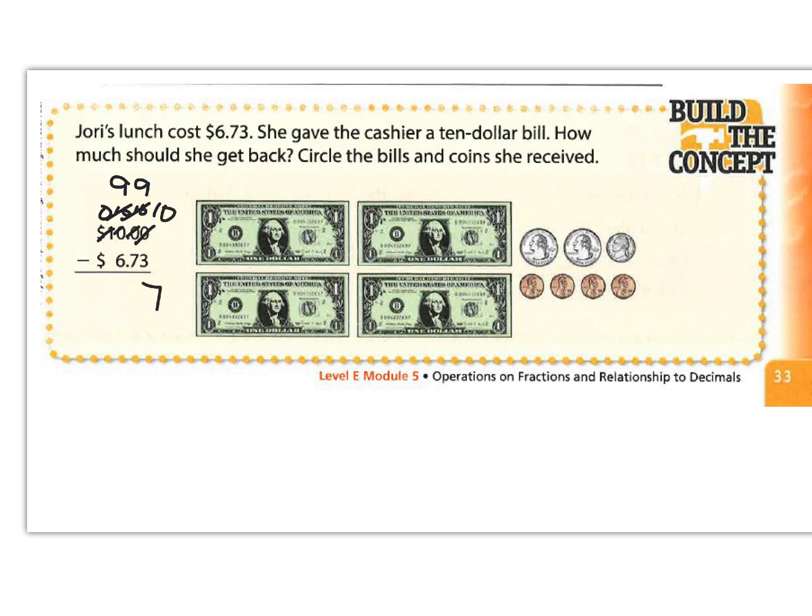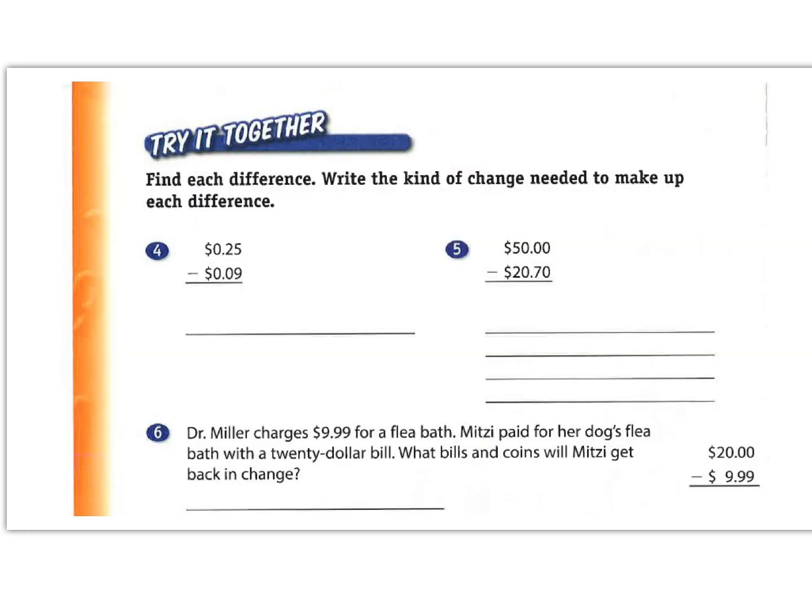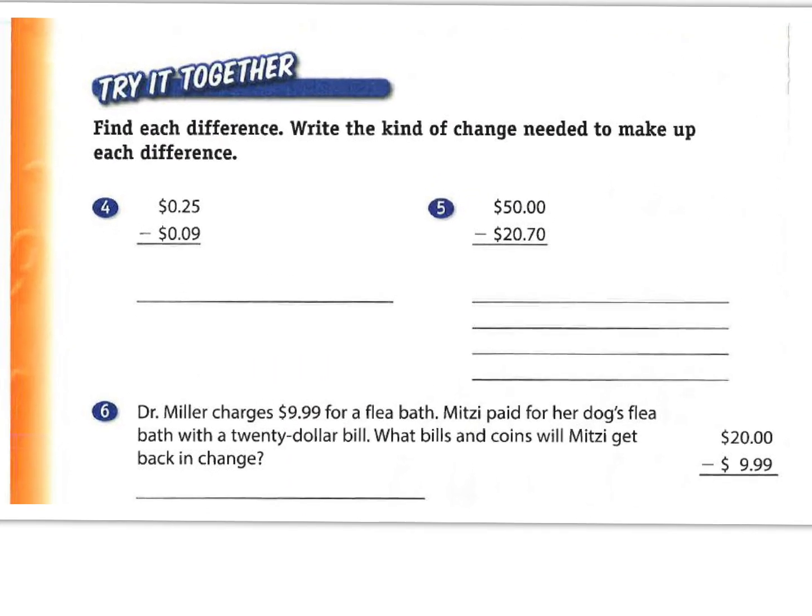10 minus 3 is 7, 9 minus 7 is 2, bring down that decimal point, 9 minus 6 is 3. So $3.27. Well, she would get $3 back, and then 27 cents. A nickel is 25, and then 2 pennies, 26, 27. So that would be $3.27.